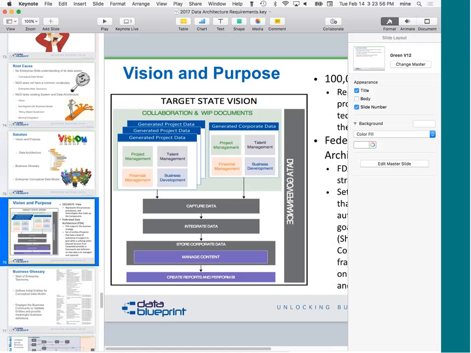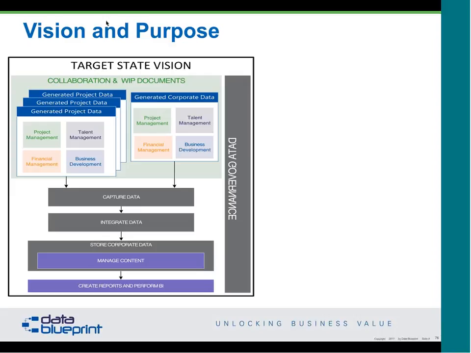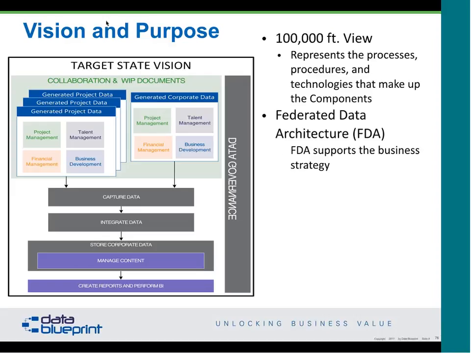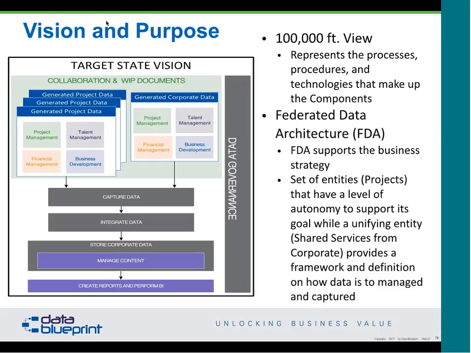Yeah. So really, the first thing we start with is the vision and purpose of the data architecture. That 100,000-foot view of what it is, the components. So as you see on the diagram on the left, it's not very detailed, but really it tells a picture, right? So we're getting all the data generated in the green, and it's going through the capture and the integrating in the gray, and really the purple is the delivery or what the business value out of it is, which is management content and creating reports. And so really this is kind of where we start, is to get everyone on the same page of what we want our data architecture to look like.